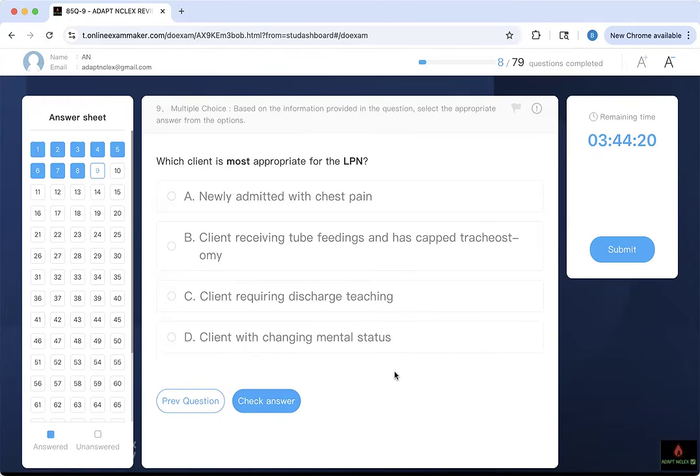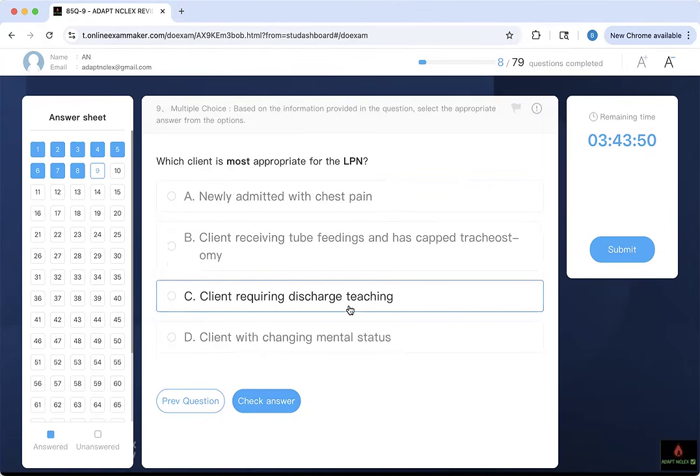You need to master this portion of your NCLEX. You have to. Therefore, who do you think is appropriate for the LPN? A newly admitted patient with chest pain needs assessment, so that's inappropriate. A patient with tube feeding, they can do tube feeding, they can do a stoma. Tracheostomy is a form of stoma, but this stoma is capped. It's a tracheostomy, capped, that means it's been covered. The patient is not even using it anymore.